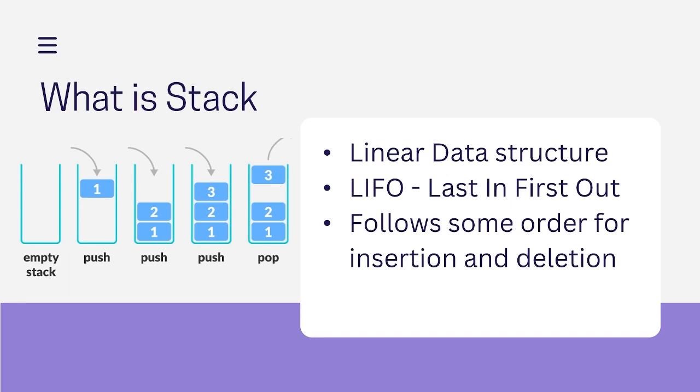Let's imagine we have a train. In a train there are many compartments. Each compartment is connected to the previous and the next compartment. Like that, in a linear data structure, elements are connected to the previous and the next element.